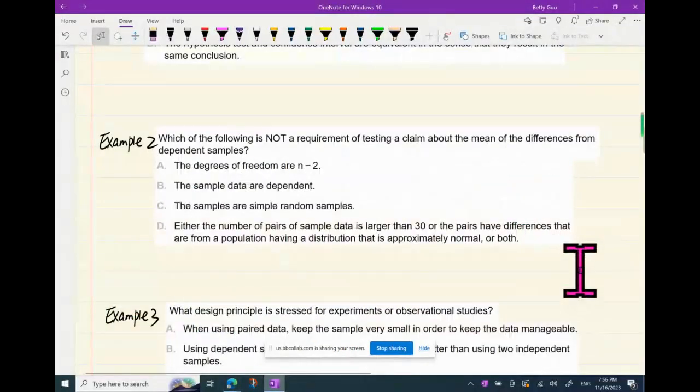Question number 2, multiple choice question. Which of the following is not a requirement of testing a claim about mu sub d, the mean of the differences from dependent samples? They like to do this, right? A, the degrees of freedom are n minus 2. Well, that is wrong. Remember, it's a simple t-test.